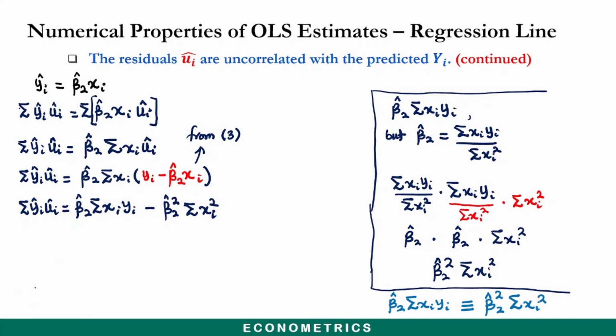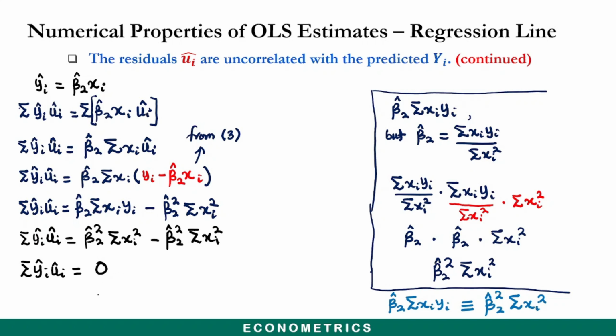So by proving that, we can now go back here and write the sum of ŷi ûi equals this term, which is the same as β2 hat squared sum of xi squared, then minus this term that is also on the right, β2 hat squared, and the sum of xi squared. So what really happens right here? Very obvious. The sum of ŷi ûi is simply equal to 0. This is what we mean by the correlation between the predicted y and the residuals is simply equal to 0. That means they are not correlated. They do not have a relationship. So this is the proof for this particular property of the regression line.